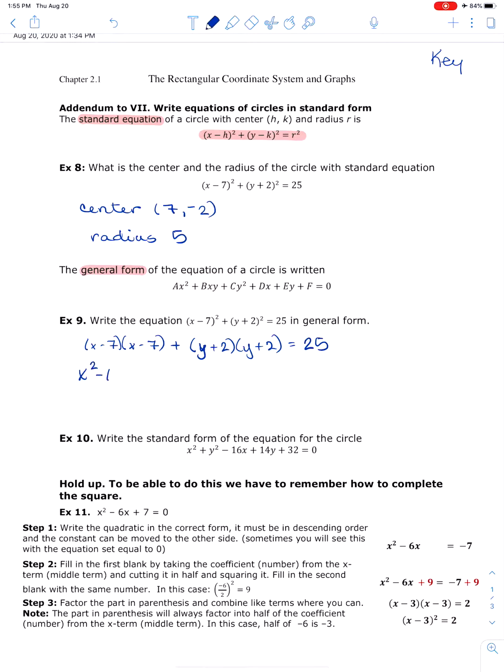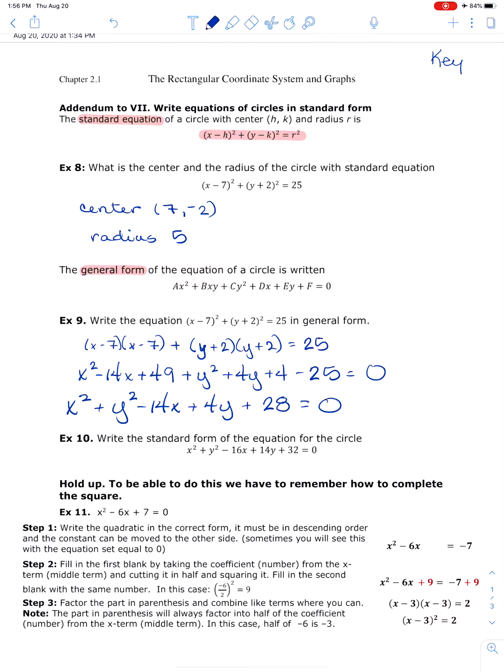We got x^2 - 14x + 49 + y^2 + 4y + 4, and then I'm going to go ahead and subtract the 25 so everything is on the same side. Now I am going to write it in descending order. x squared first, then y squared, then my linear x term, then my linear y term, and then my constant. So there is that equation in general form.